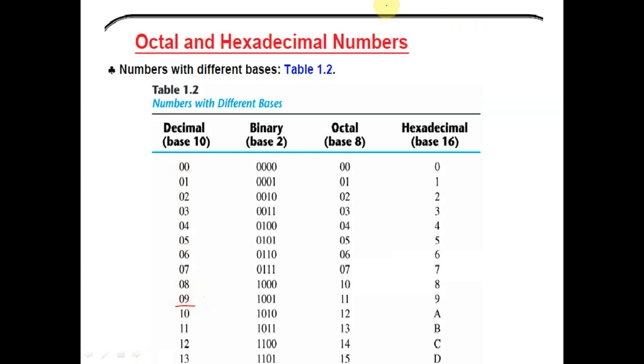Binary numbers: 0 is converted into binary 0000. 1 is written in binary as 0001. 2 is 0010. 3 is 0011. 4 is 0100. 5 is 0101. 6 is nothing but 0110. 7 is nothing but 0111. 8 is nothing but 1000. 9 is nothing but 1001, and so on.